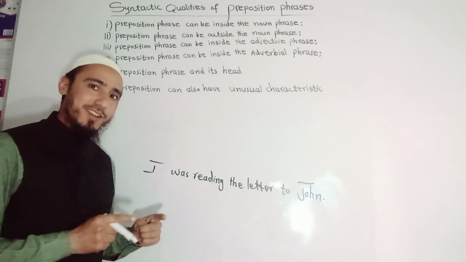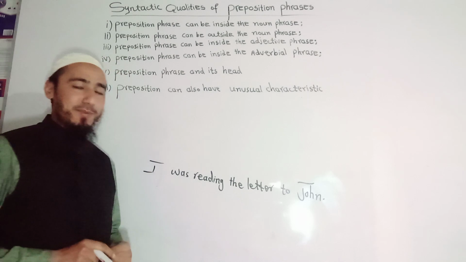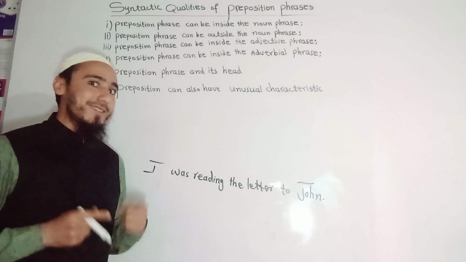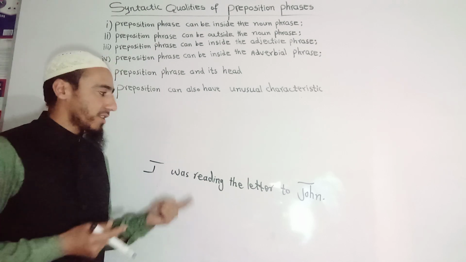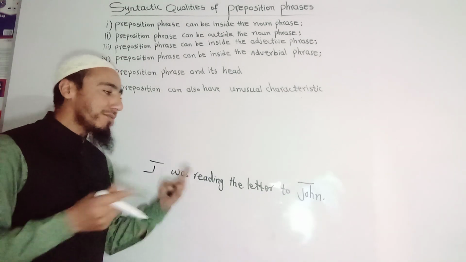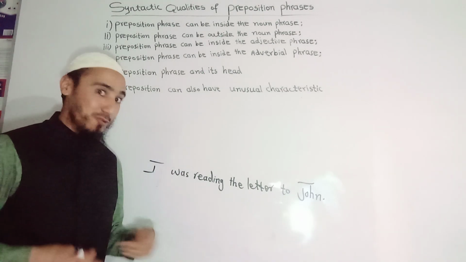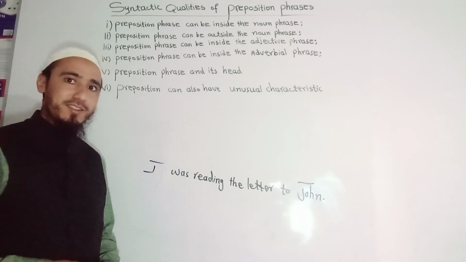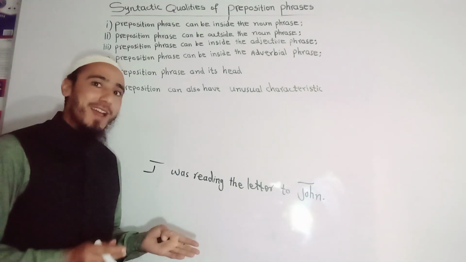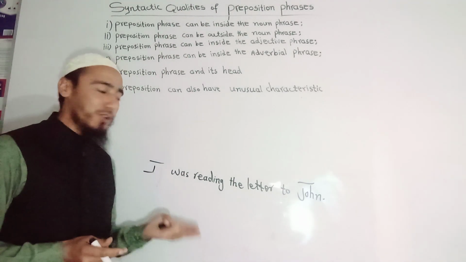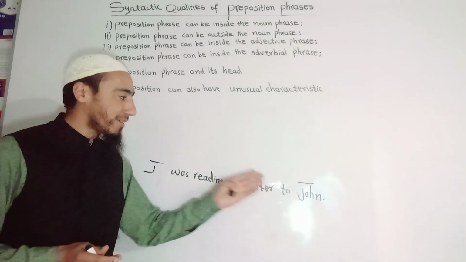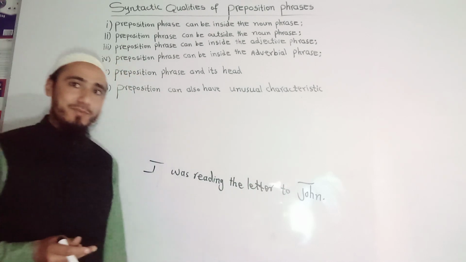I'm repeating. This sentence has 2 explanations. One explanation is that someone has sent the letter to me, so I was reading the letter loudly to myself, and John was also listening to it. Another explanation is that someone has sent the letter to John, so I was reading that letter loudly to John because someone has sent that letter to John.